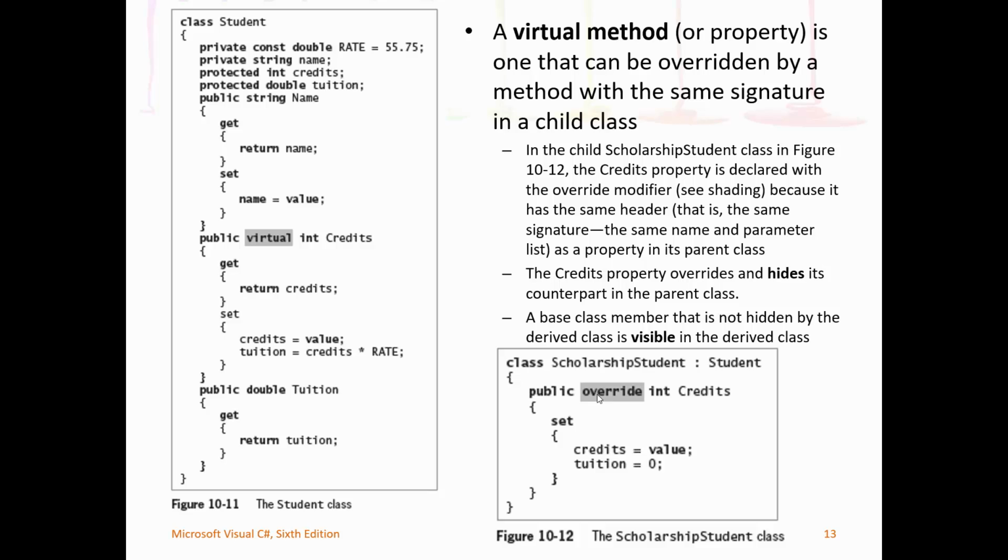So in this example, as it says, the credits property is originally declared with virtual, and then it's declared with the override modifier, because it has the same header, okay? Public virtual in credits, public override in credits. These have to be the same, and this has to be the same. So as it says, the credits property overrides and hides the one that was defined in the parent. A base class member that is not hidden is visible in the derived class.